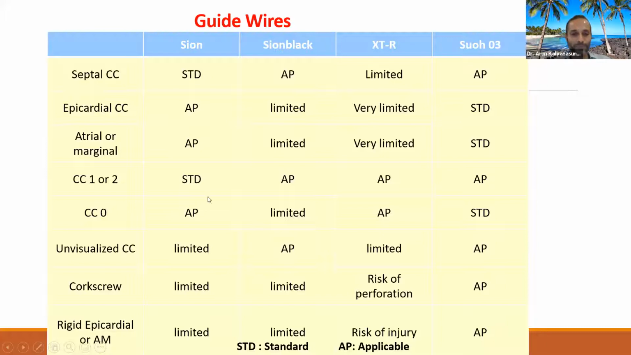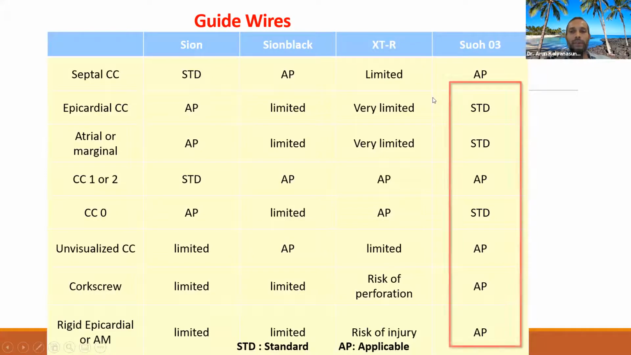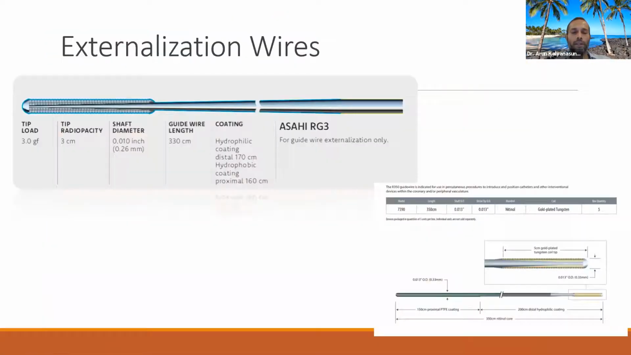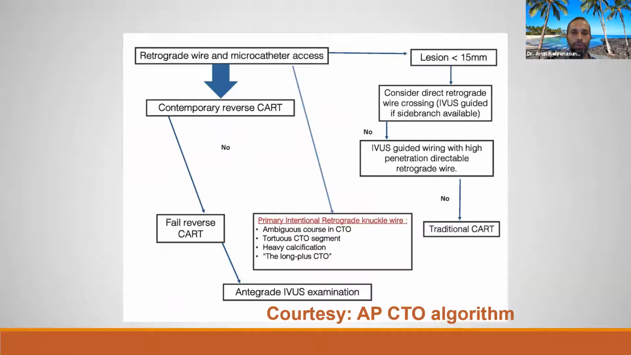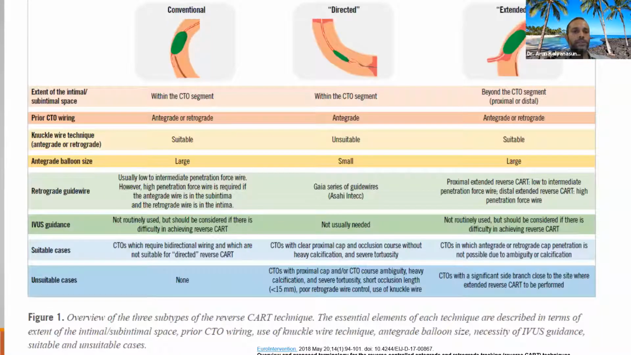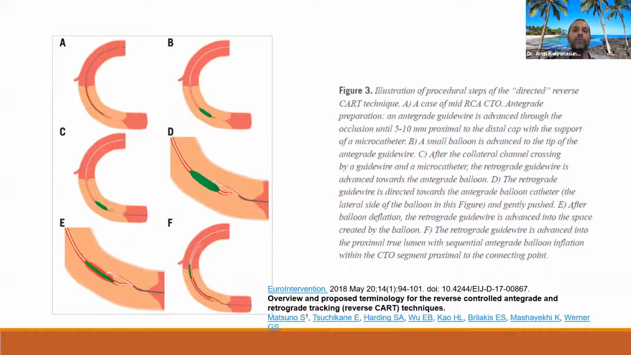It's all good. So in essence, we have talked about this, but SU03 can pretty much do a lot of the stuff. And septals, I still go with one of the other wires that give me more body, like a Cyan or Cyan Black. We have talked about all this. Now, reverse CART, I've already kind of told you what it is, so I'm going to skip all this. In the interest of time, I'm not going to get into the details of the various types of reverse CART. And again, we can save this for another day.